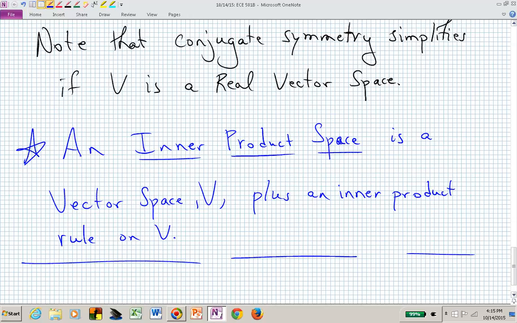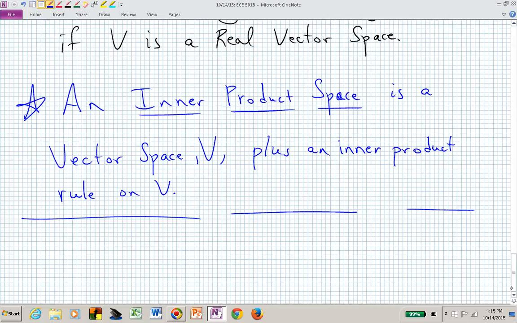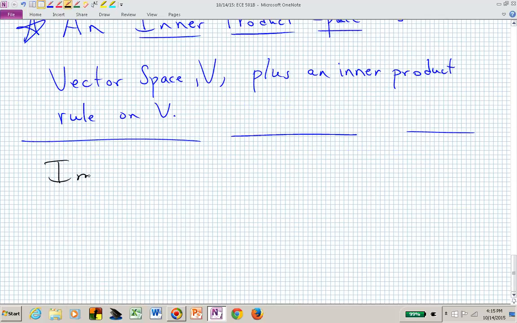Meaning if we have a vector space and we now put together an inner product rule on that vector space, now we will just refer to that combination as an inner product space. That's the terminology that we will use. Let's look at the most common inner product that you're probably already thinking about or familiar with.